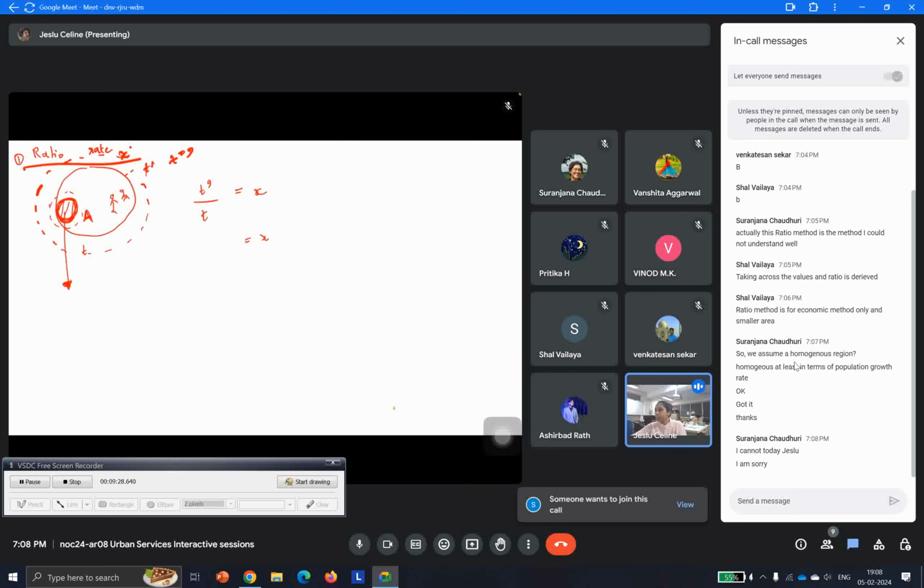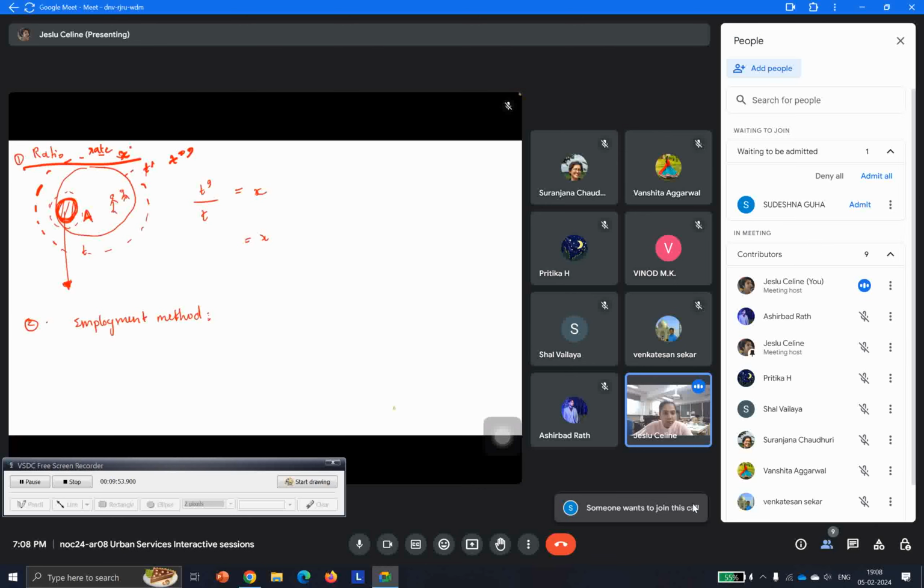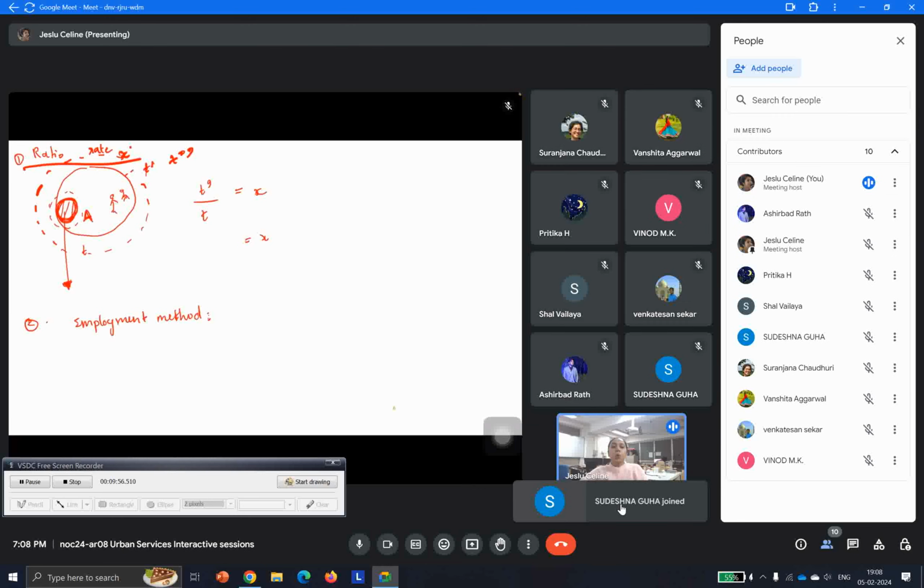Okay, so that was the ratio method, and our second one is the employment method. So let's talk about employment. The main assumption here is that when there are more employment opportunities, there would be more population coming in. Because of this employment opportunity, more people would come and settle in a region, and because of this, the place will also grow.